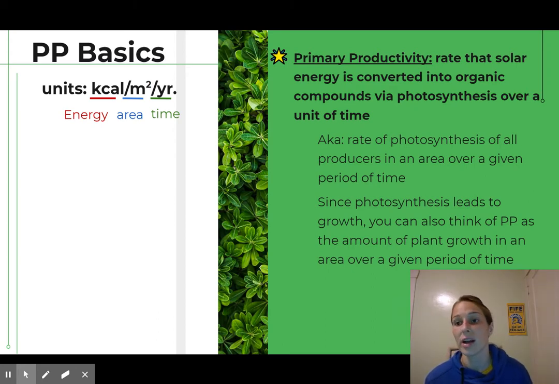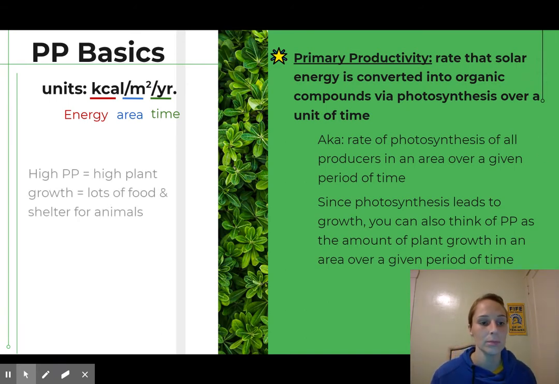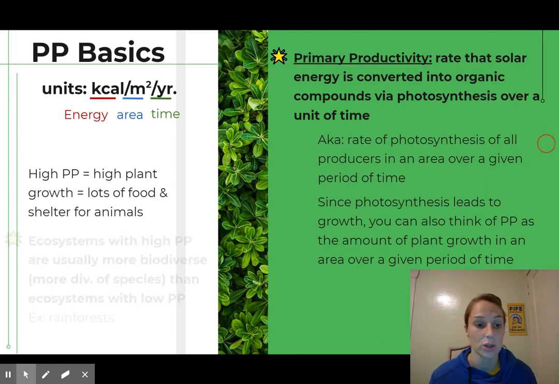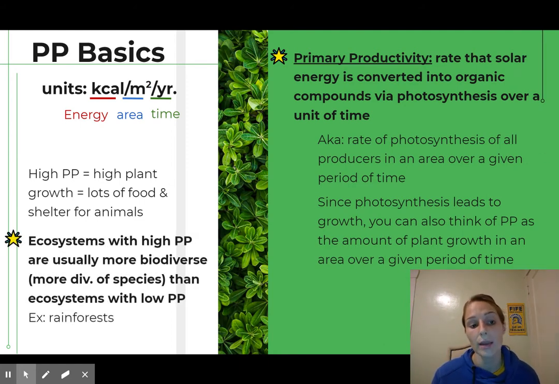So especially when you're visualizing different biomes or areas and trying to think of the primary productivity, you can also just think about how well do plants grow here. Now, if we have a high amount of primary productivity, that means you have a high plant growth. So you have lots of food, you have lots of shelter for animals, which is why ecosystems with high primary productivity actually are usually more diverse.